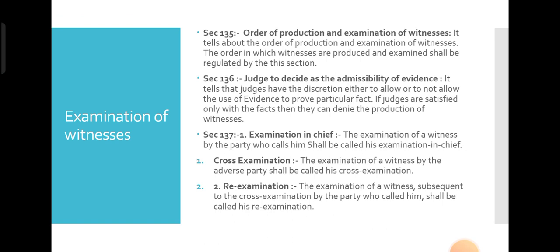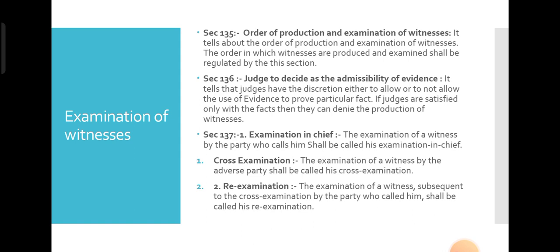So the first section is section 135, which tells us about the order of production and examination of witnesses. This means this section basically tells about the order in which witnesses are produced and examined before the court.